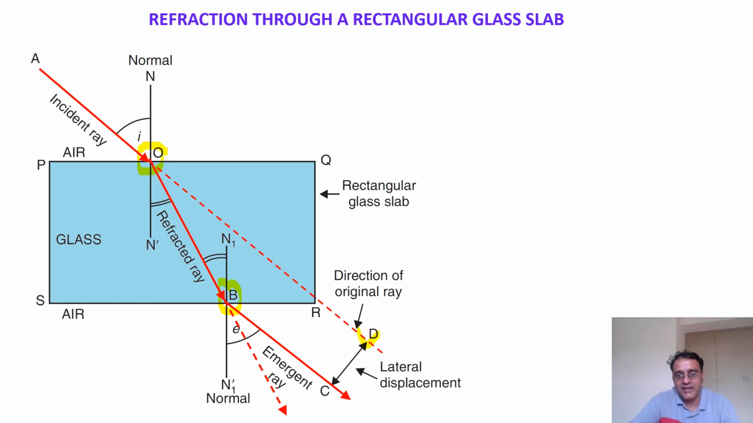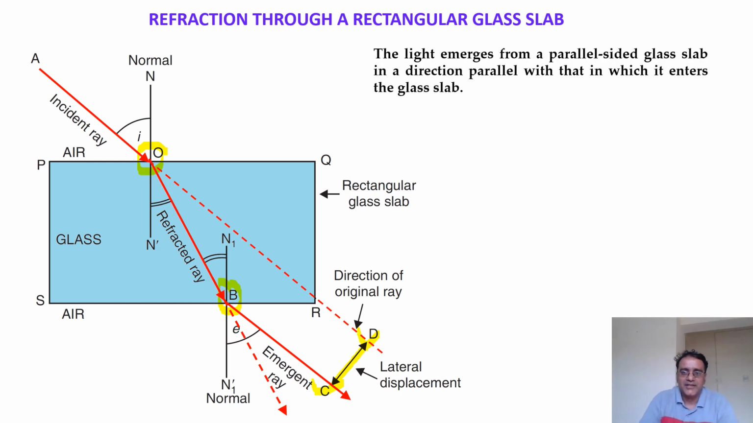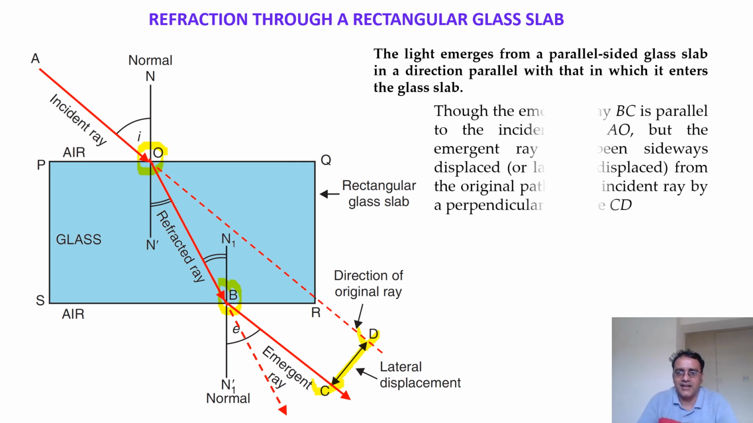This is the actual path of the incident ray and this is the final ray. Okay, so this is called the original ray, this is called the emergent ray, and the displacement of this ray, that is CD, is called lateral displacement. So the light emerges from a parallel sided glass slab in the direction parallel to that in which it enters the glass slab.